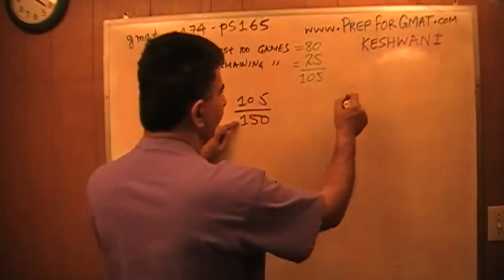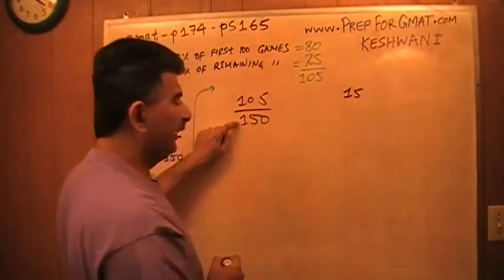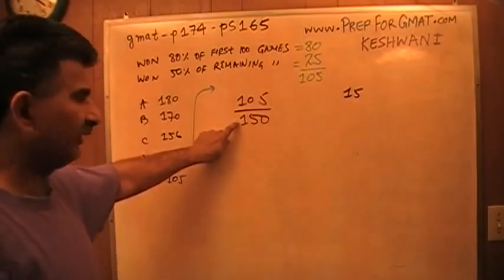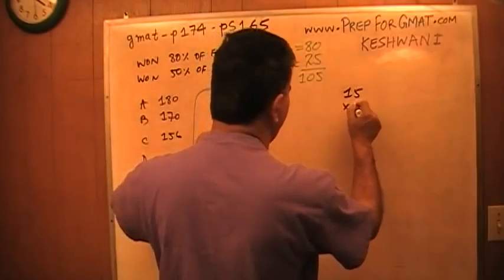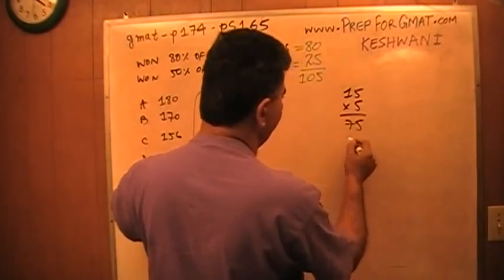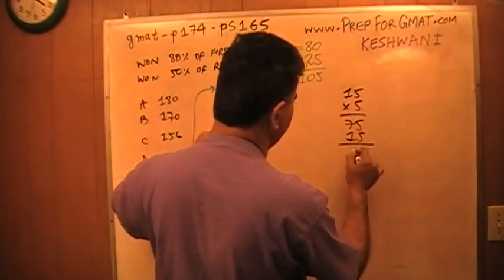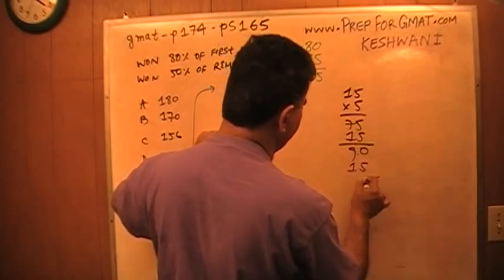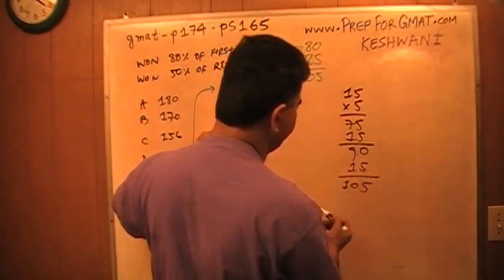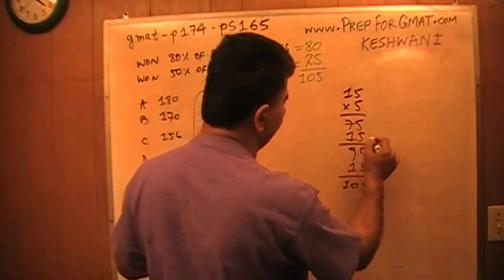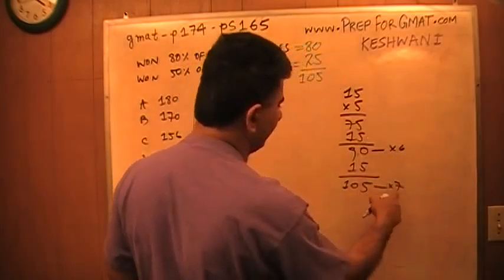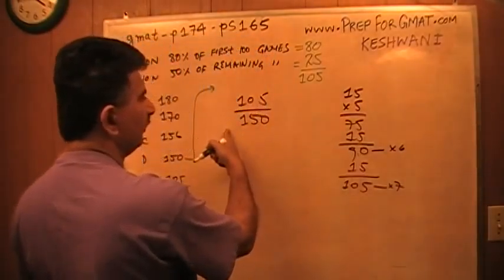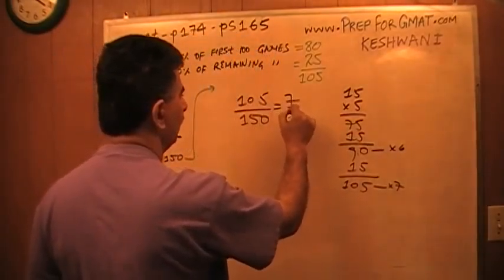I know 15 times 10 is 150 obviously, and half of 150 is 75, that I know. So I know that 15 times 5 is 75. If I add another 15 to it, that's going to give me 90. And if I add another 15 to it, that's going to give me 105. You see? This number represents times 6, and this number represents times 7. 15 times 7 is 105. There you go. This is 7 over 10.